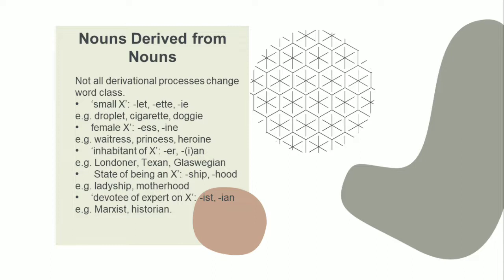And the state of being X with the suffixes -ship and -hood, for example in the words ladyship and motherhood, which come from the noun lady plus the suffix -ship, becomes ladyship, which then produces a different meaning. And the last, devotee or expert on X with the suffixes -ist and -ian, for example in the words Marxist and historian, which come from the noun Marx plus the suffix -ist, becomes Marxist, which then produces a different meaning.